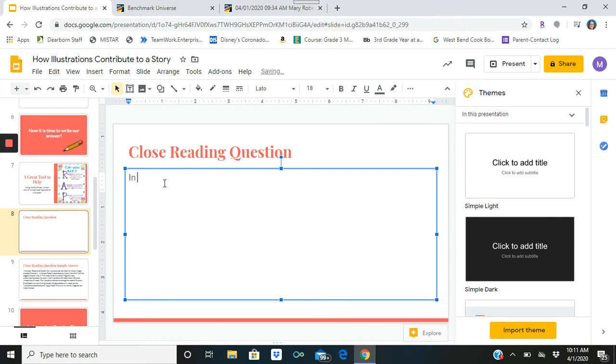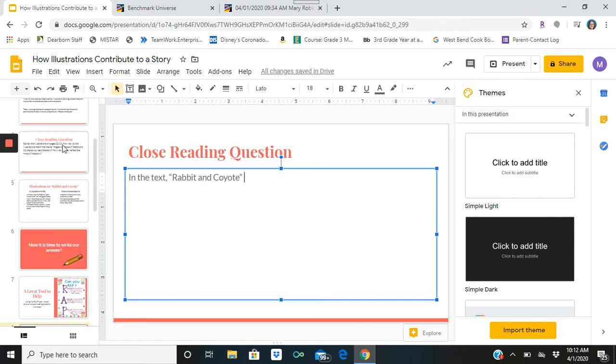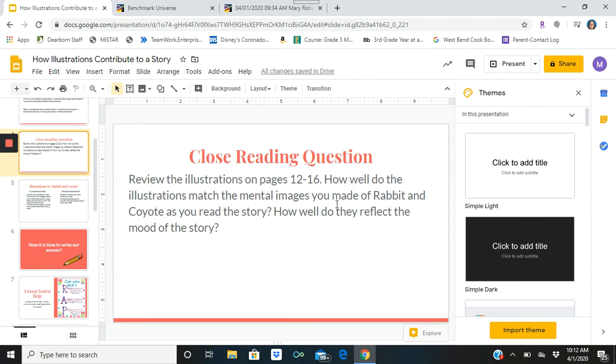I'm going to start off with the best bonus words you can start with: In the text, Rabbit and Coyote. This is really important because you are telling the reader of your answer that you know what text this is coming from. It's helping them understand what you're reading. So in the text, Rabbit and Coyote, all I'm doing is copying this sentence here, and I'm going to tweak it and take off the question part. So we need to talk about how the illustrations match the mental images of Rabbit and Coyote.